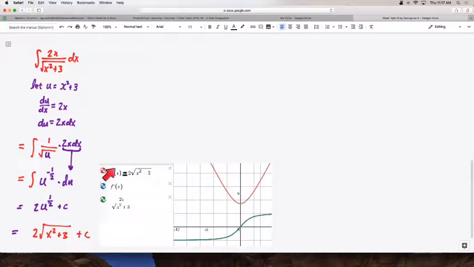And then don't forget to check. You put in the answer that you got. You take the derivative of your answer, and that should get you back to the function you started with. So you can see the green and blue are the same graph here.